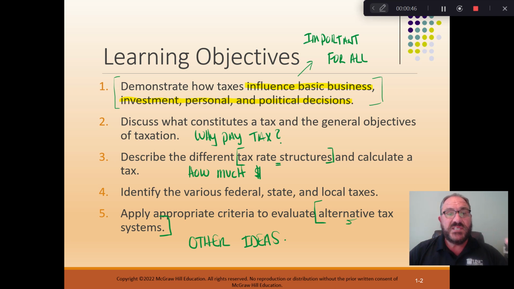The next thing is, what constitutes a tax? What is a tax? And what's the general objective of tax? What are they supposed to be doing with that tax money? Why pay tax? What are taxes all about?